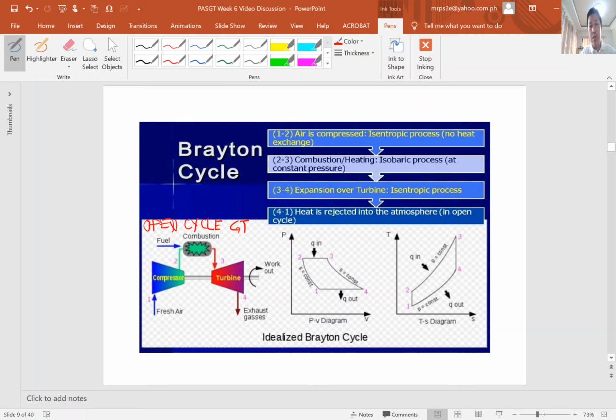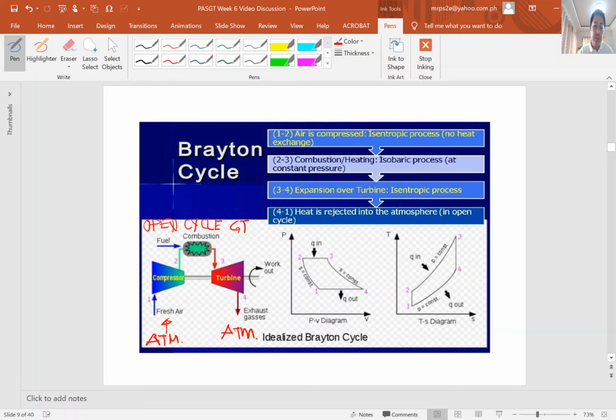So GT is gas turbine. So we have here the fresh air, which is coming from the atmosphere and discharges also to the atmosphere. So ATM is atmosphere.